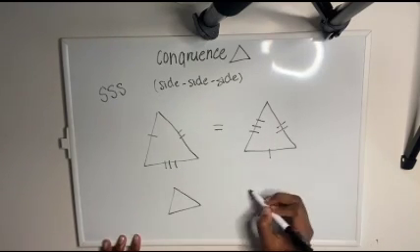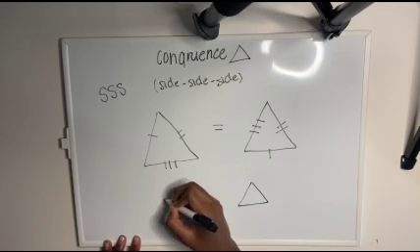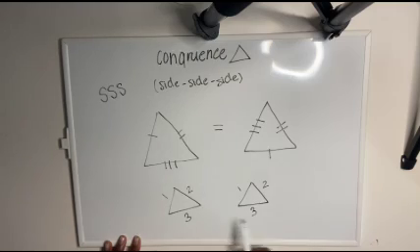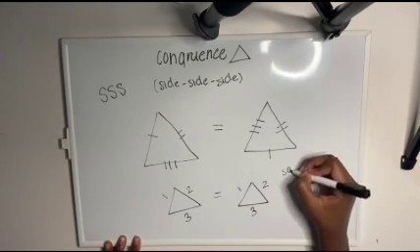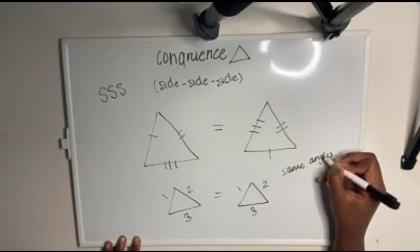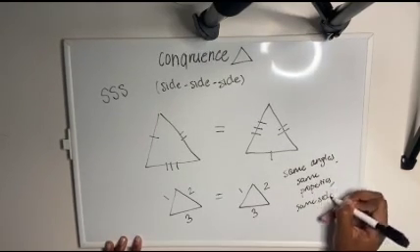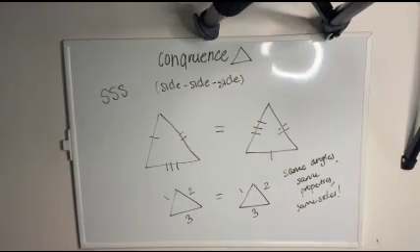So this means that when you have 3 of the same sides, you'll also have all of the same angles and all of the same properties about the triangle. So this is an example. When you have 3 sides, 1, 2, and 3, and another triangle with 1, 2, and 3, that means all of the angles in between are the same and all the properties are the same.